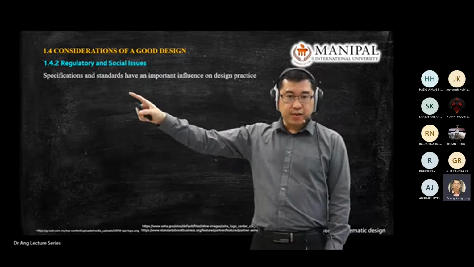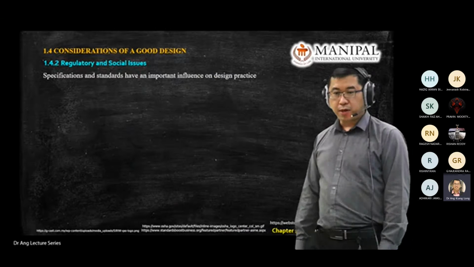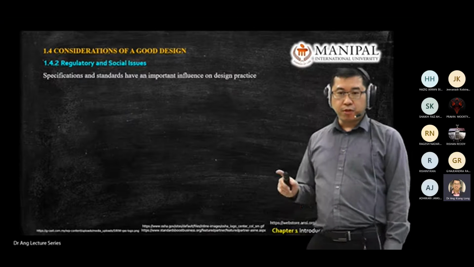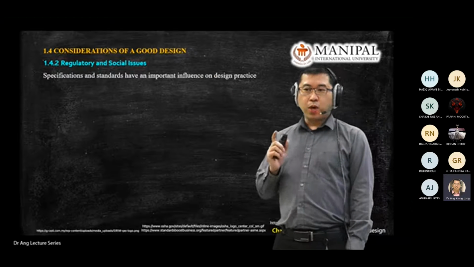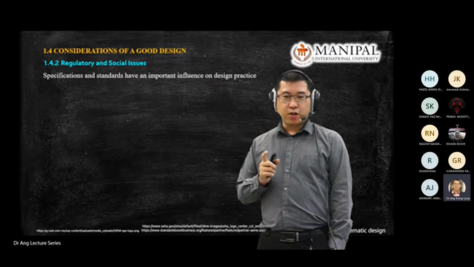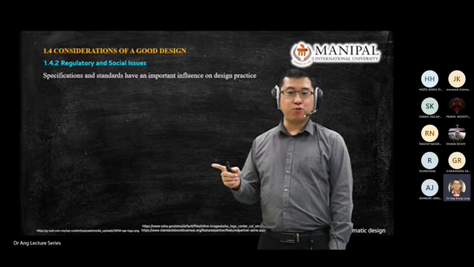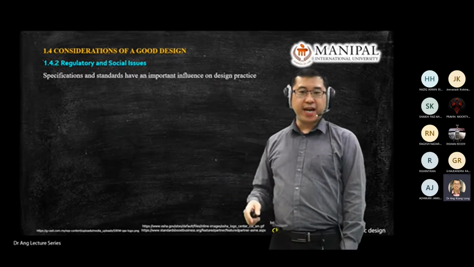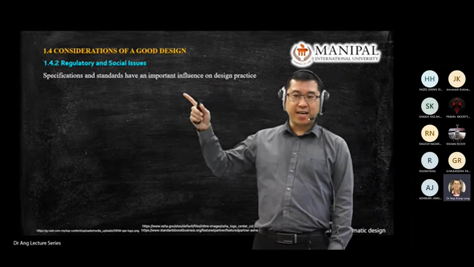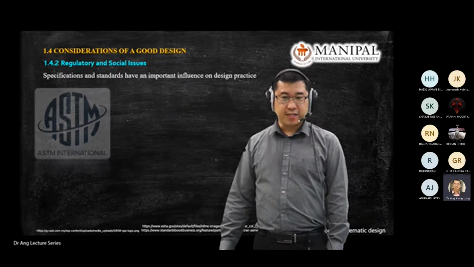The next one is regulatory and social issues. This will also be part of your Capstone Design 1 report, where you need to consider the standards and specifications. For example, for go-kart, what are the rules of go-kart? Why can the go-kart go on the road? On the racetrack, what are the rules? Where can you drive a go-kart? Or in the go-kart, is there any pollution or any issue that happens? So this one you need to find out.